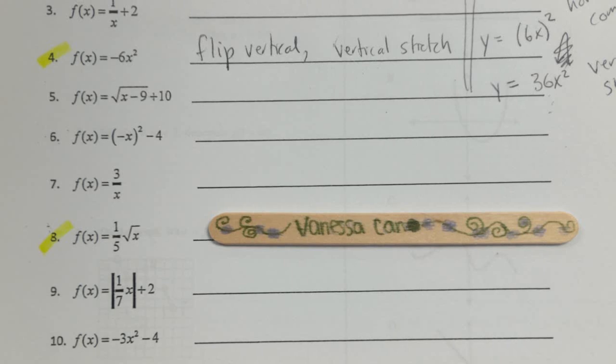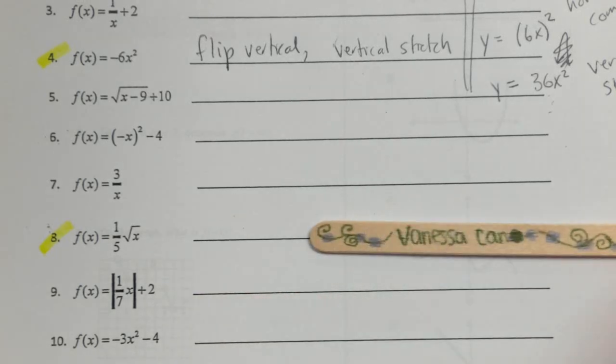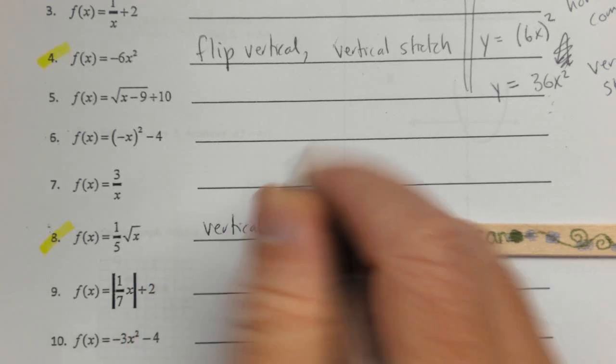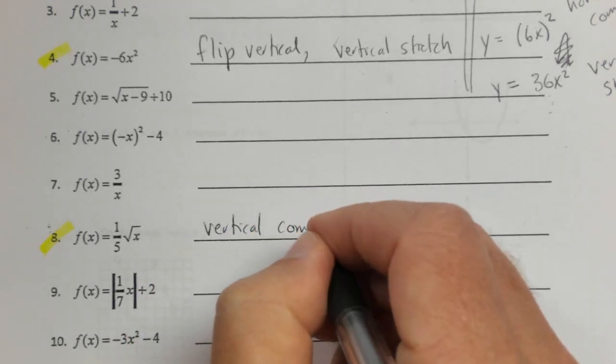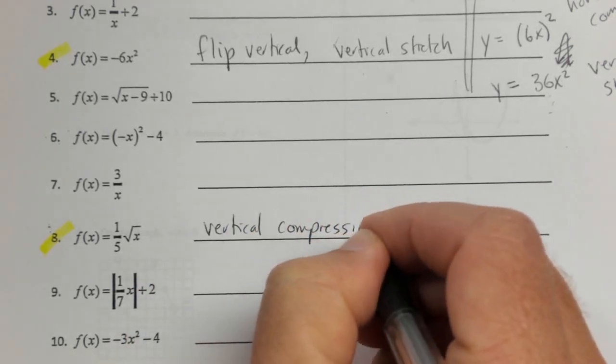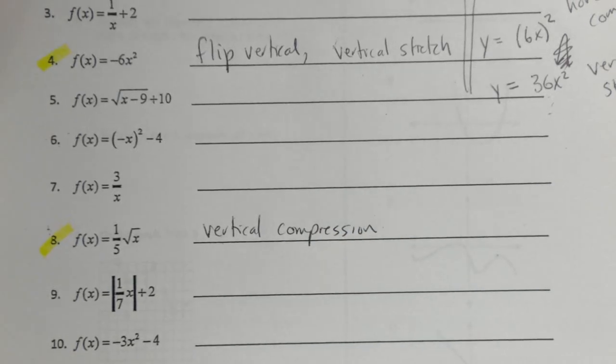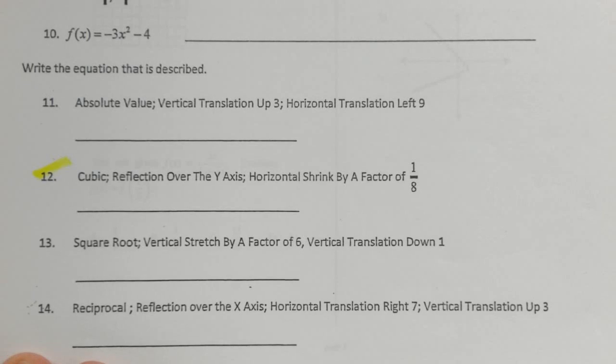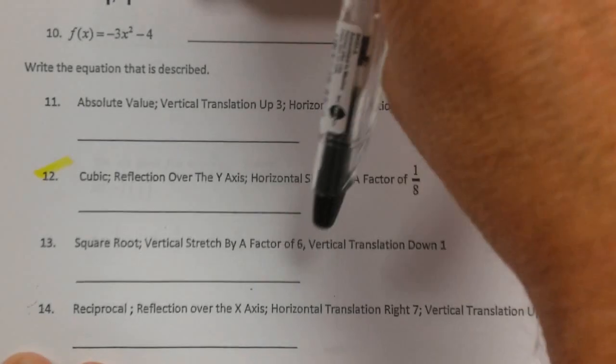All right, Vanessa, number 8. What's that 1/5 do to the graph? Good. Vertical compression. Then number 12. Ooh, we got some horizontal stuff going on in number 12.